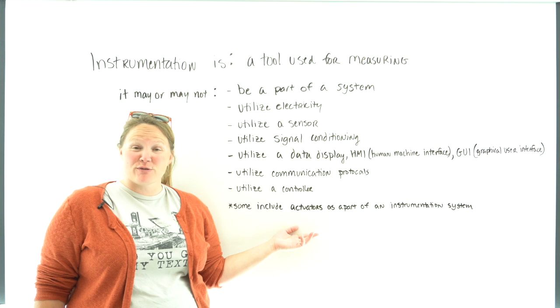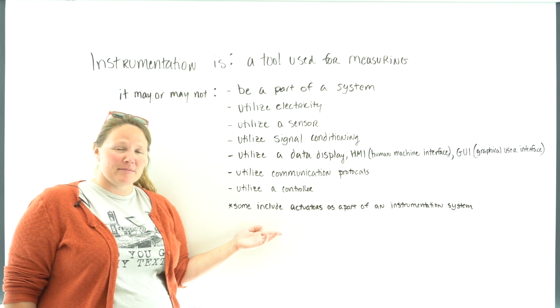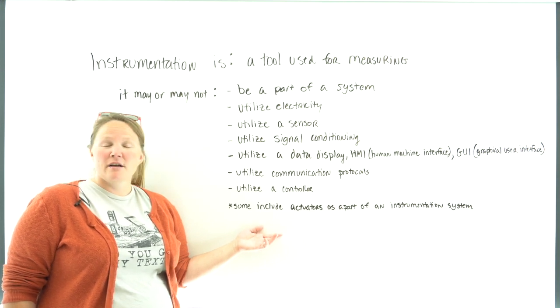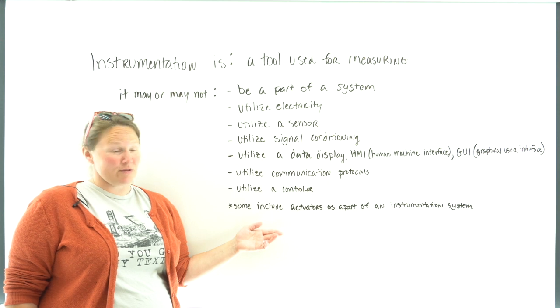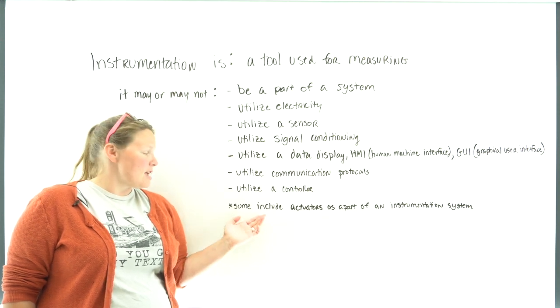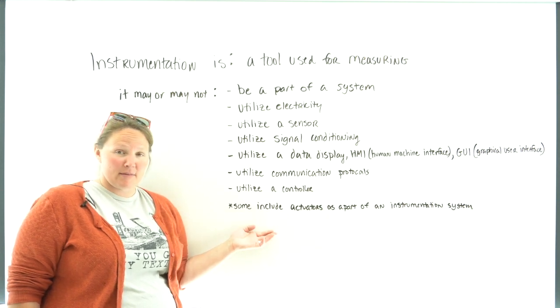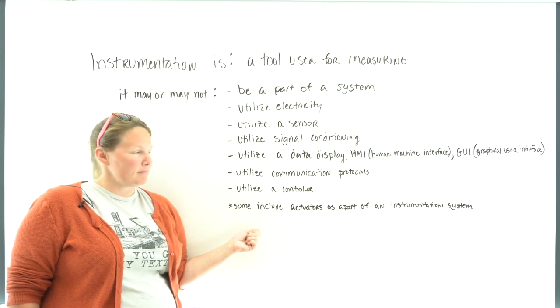Instrumentation is a tool used for measuring, and it may or may not be a part of a system. Utilize electricity, utilize a sensor, utilize signal conditioning, utilize a data display, HMI or human machine interface, GUI or graphical user interface. Utilize communication protocols, utilize a controller. And finally, some people include actuators in their instrumentation system. That would mean the output of a control system.